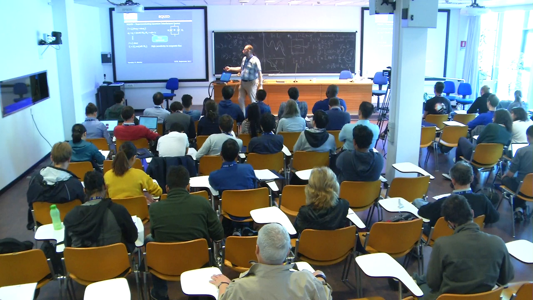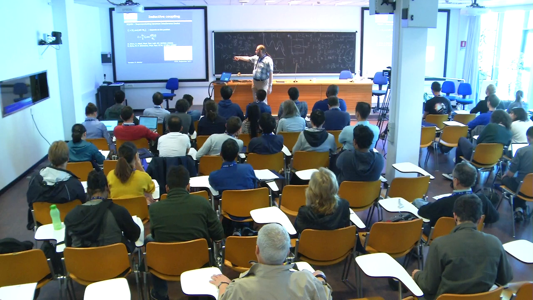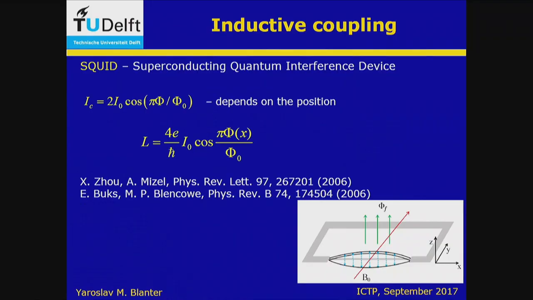Okay, now we are ready for inductive coupling, because now we have everything. So imagine I have this SQUID loop and I have flux. And the flux is not perpendicular to the area, but has a little bit of an angle. And I have part of this loop which is mechanically compliant, so it can oscillate. And if it oscillates, it changes the area which the magnetic field sees to form the flux. So the flux would be dependent on the position of this mechanical part.